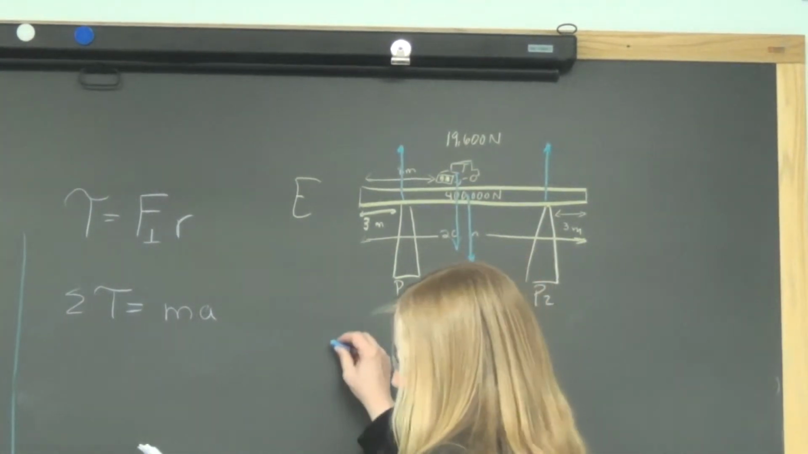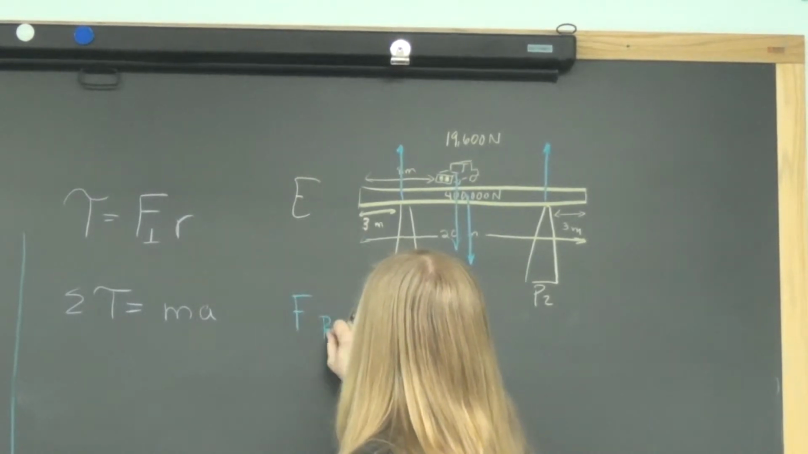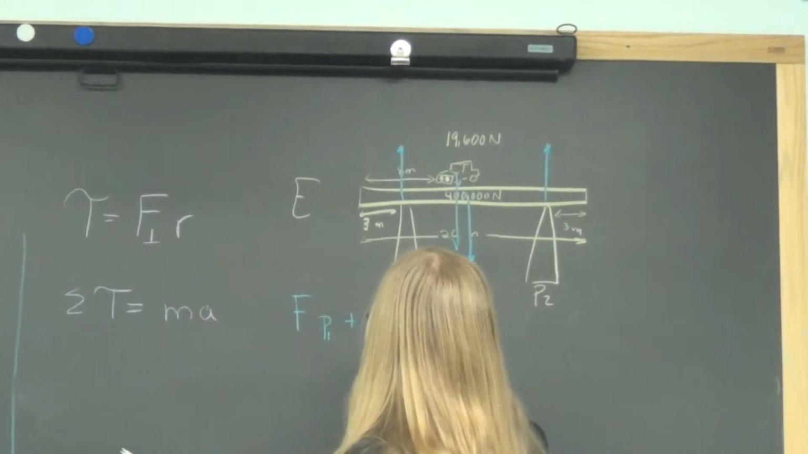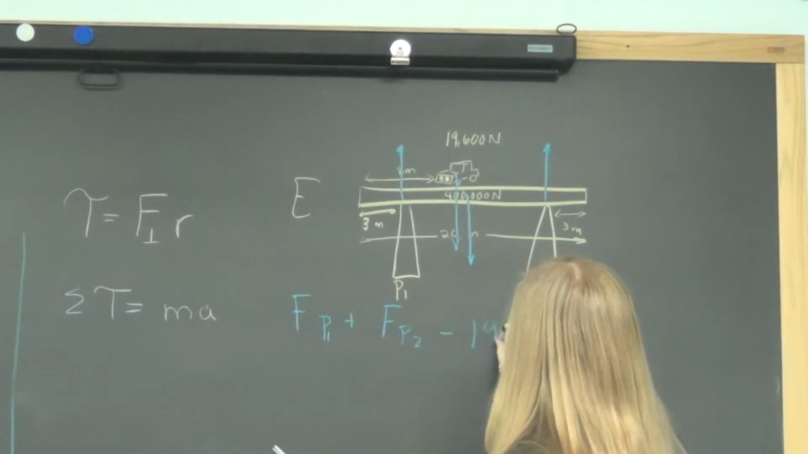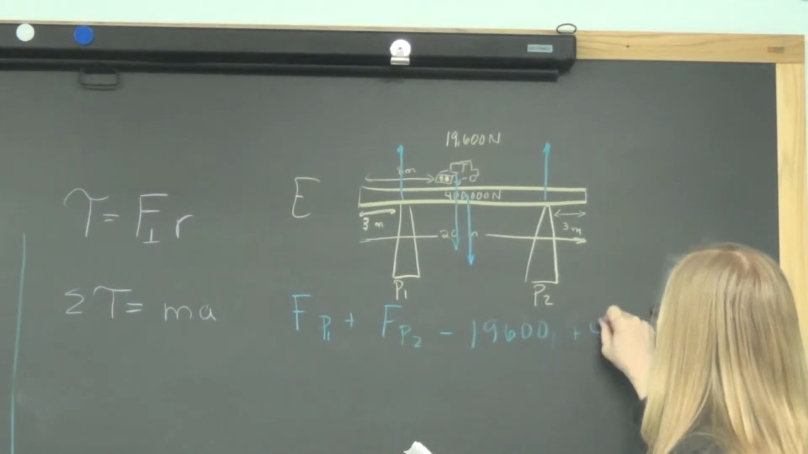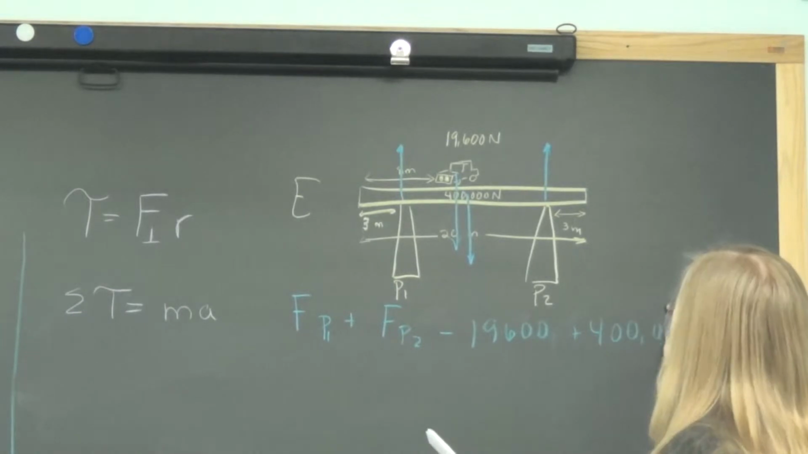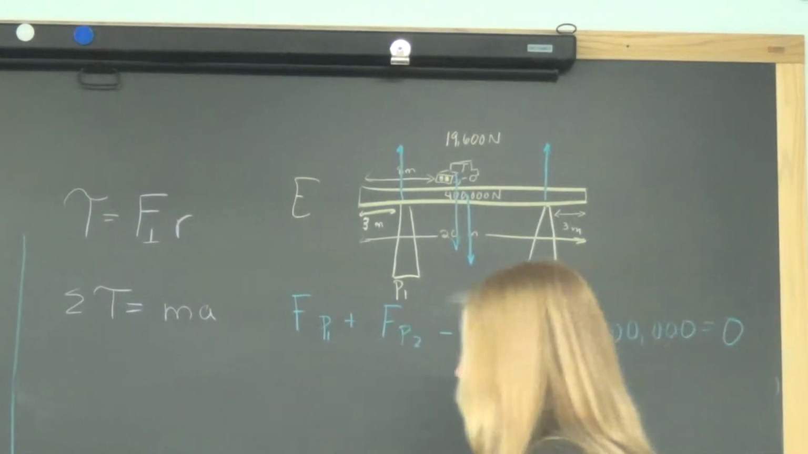So putting the forces together, the force up, force of pillar 1 plus force of pillar 2. Notice the other forces were downward. So 19,600 for the car, 400,000 for the bridge. And that's all. They're going to come up to 0.